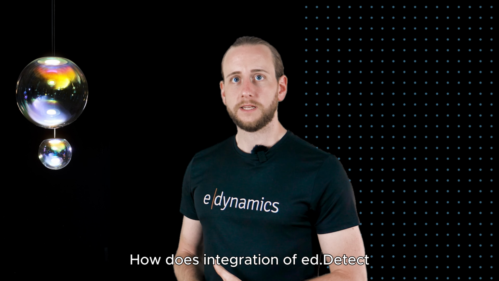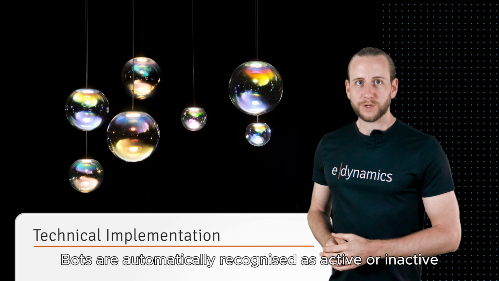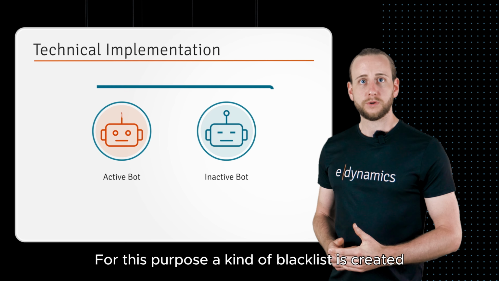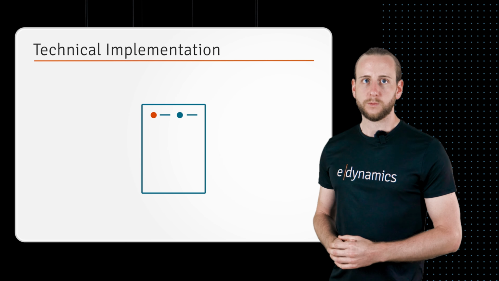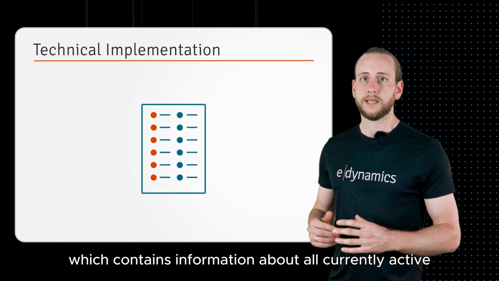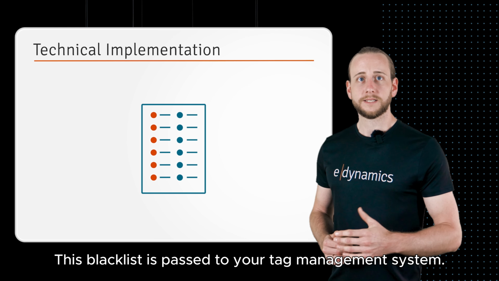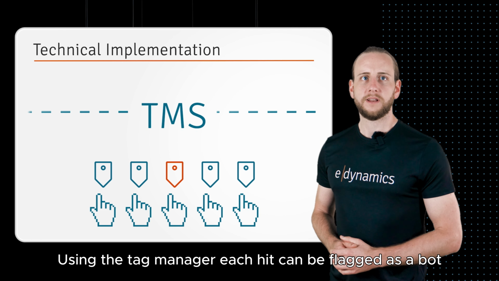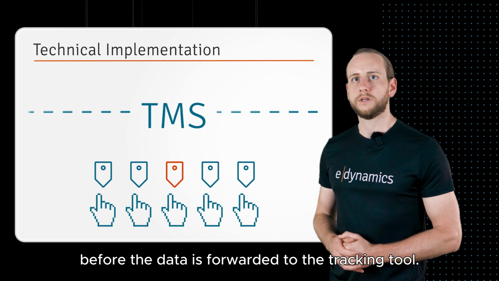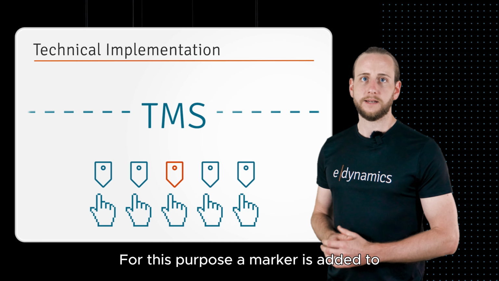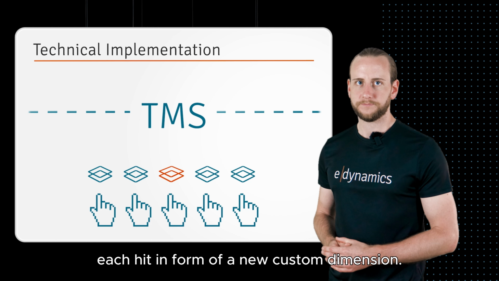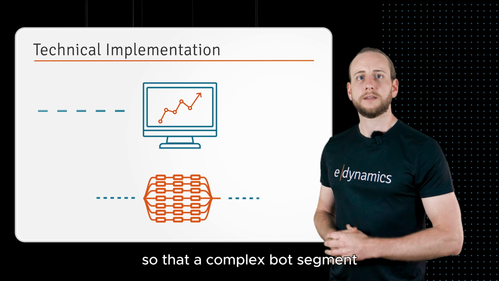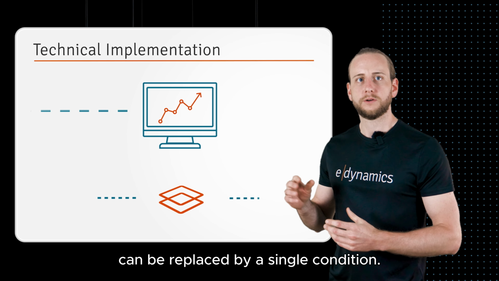How does the integration of ed.Detect work with your existing system? Bots are automatically recognized as active or inactive by ed.Detect. For this purpose, a kind of blacklist is created, which contains information about all currently active or no longer active bots. This blacklist is passed to your tag management system. Using the tag manager, each hit can be flagged as a bot before the data is forwarded to the tracking tool. For this purpose, a marker is added to each hit in the form of a new custom dimension. In the tracking tool itself, this new dimension can now be easily filtered so that a complex bot segment can be replaced by a single condition.